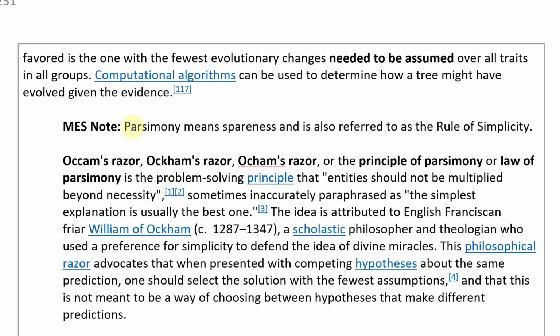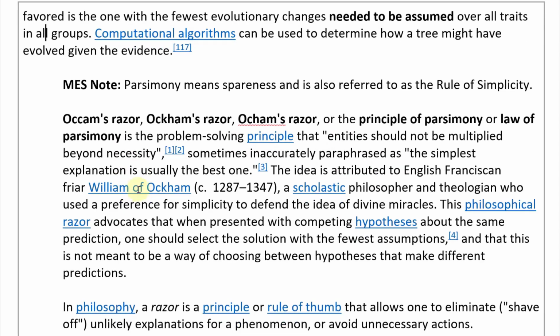Parsimony. Parsimony means spareness, and is also referred to as the rule of simplicity. Let's go over Occam's razor further, because a lot of people get this confused. Occam's razor, also written as Ockham's razor, or the principle of parsimony, or law of parsimony, is the problem-solving principle that entities should not be multiplied beyond necessity. Or in other words, you can't keep assuming stuff.